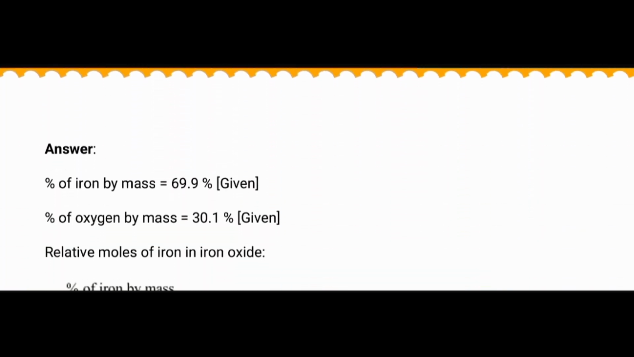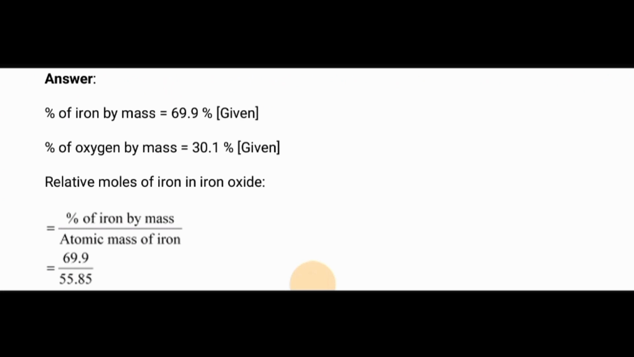So the first column will be the symbol. Now the symbols are iron and oxygen. The second column is your percentage: iron 69.9%, oxygen 30.1%. Now we can calculate the moles.